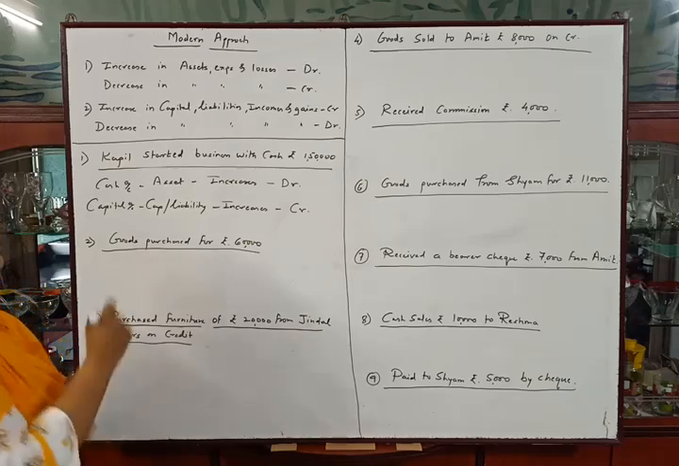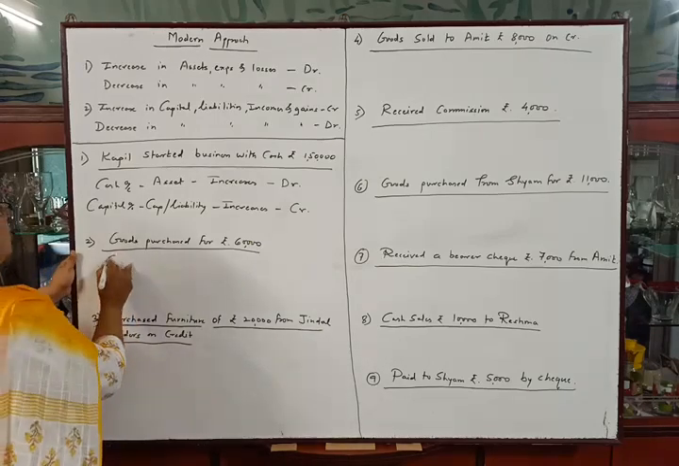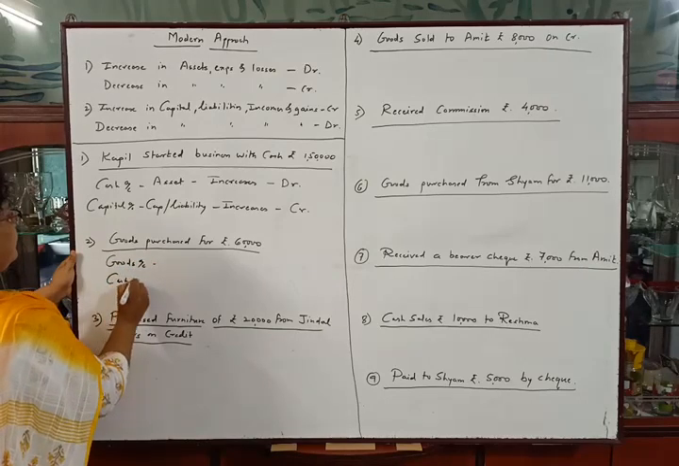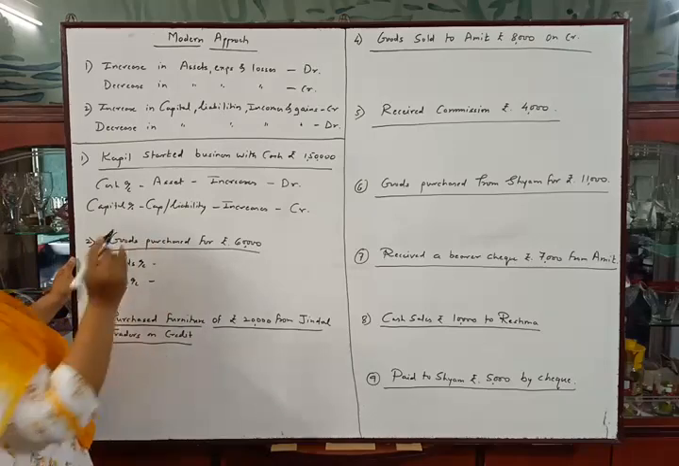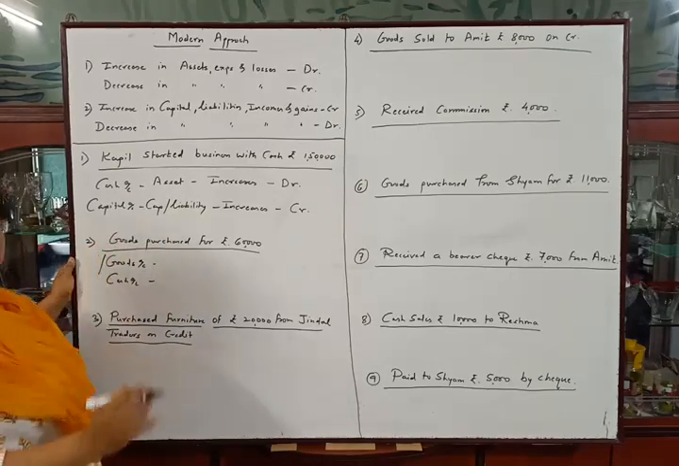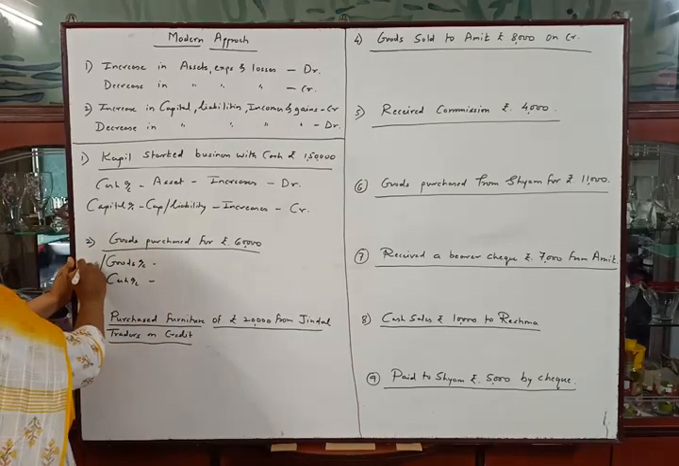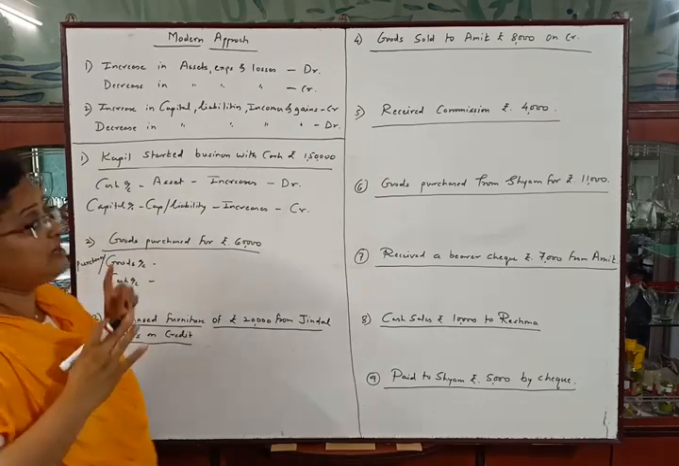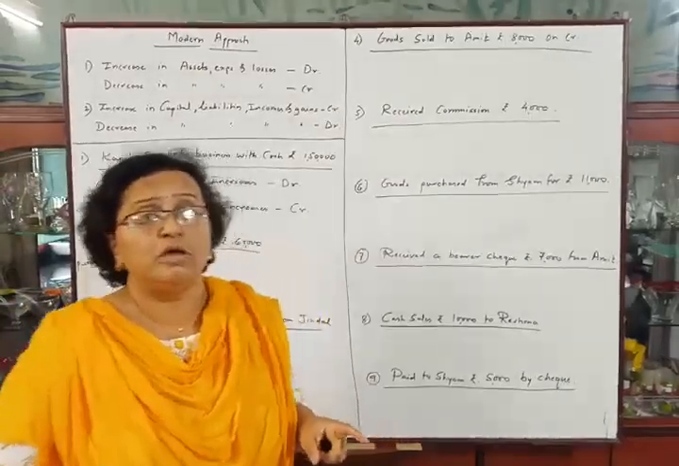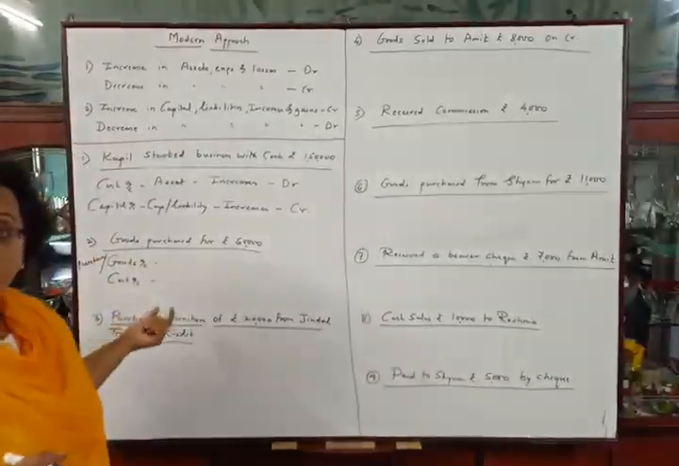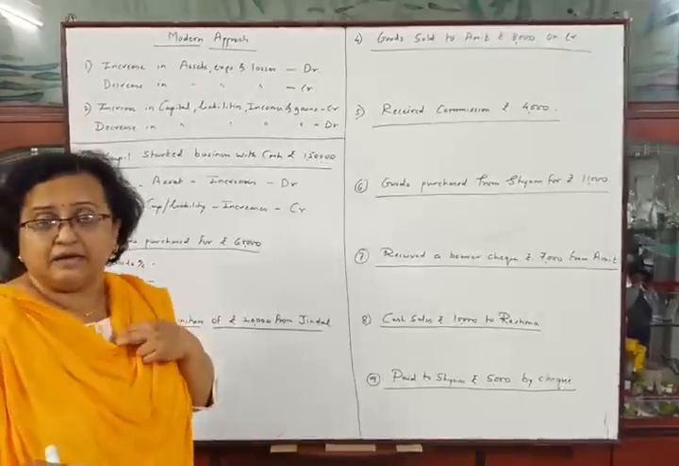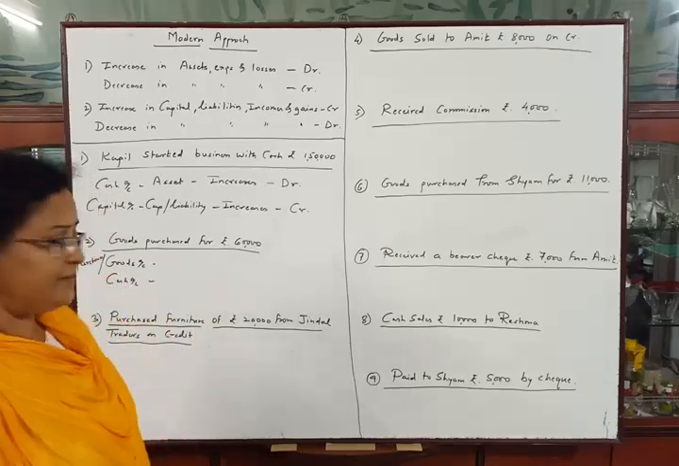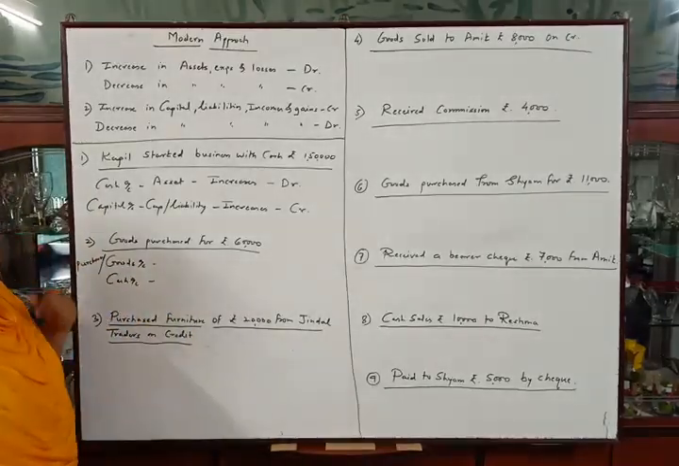Okay, so next transaction, goods purchased for rupees 60,000. Here there will be two accounts, goods account and cash account. We all know that when we purchase goods, this account will be purchases account, but as these concepts are new to you, I am using the word goods account for better understanding. Afterwards I will tell you how to use purchases account there.